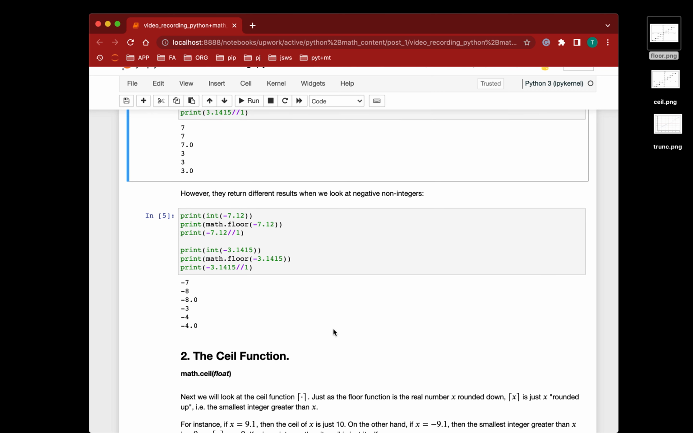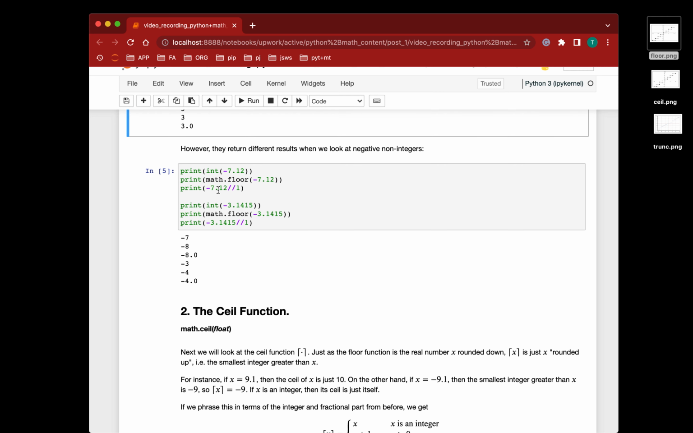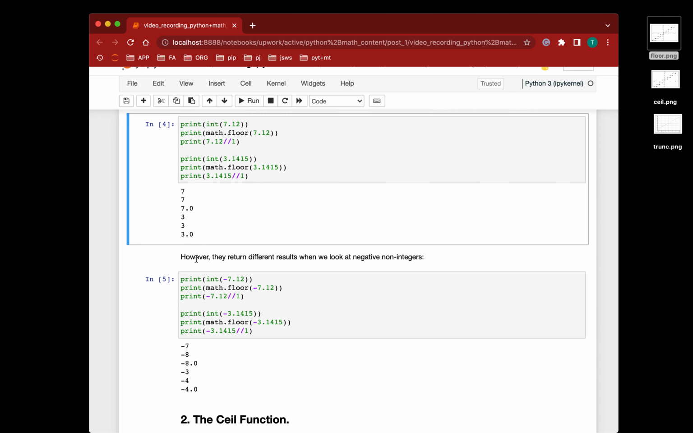So just based on this, it seems like int and math.floor behave in the same way. Let's try looking at the negative non-integers. If we plug in negative 7.12 instead, we in fact get different values for int and math.floor. It gives back negative 7 and negative 8. And for integer division, it gives back negative 8.0. If you turn this into int, then it would actually coincide with the value for math.floor.